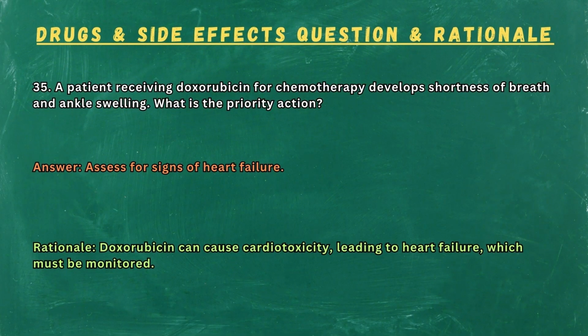35. A patient receiving doxorubicin for chemotherapy develops shortness of breath and ankle swelling. What is the priority action? Answer: assess for signs of heart failure. Rationale: doxorubicin can cause cardiotoxicity, leading to heart failure, which must be monitored.